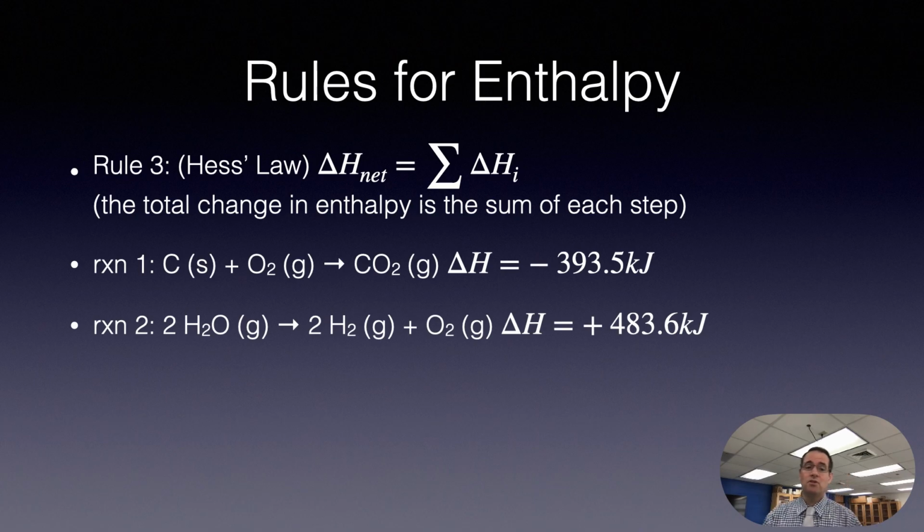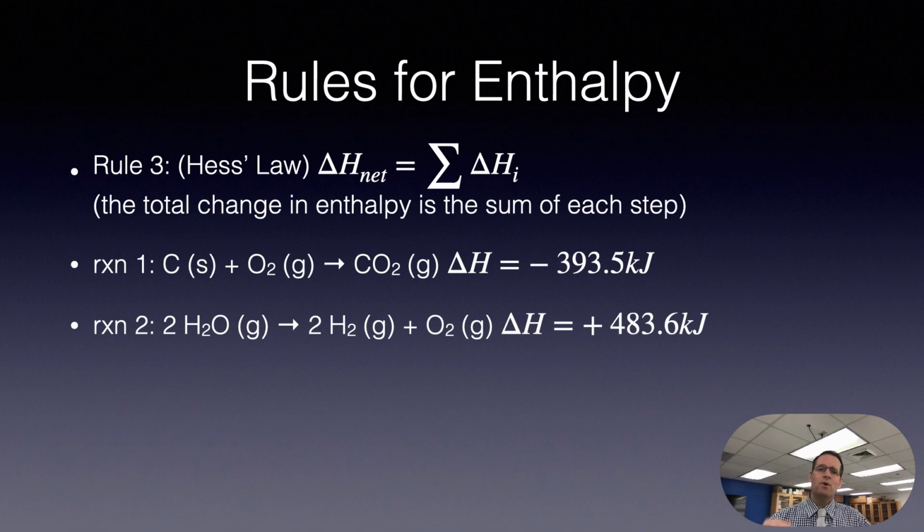For example, let's say we have reaction one here, carbon plus oxygen go into carbon dioxide. That delta H is negative 393.5. And then reaction two, we have 2 water molecules being broken up into the elements hydrogen and oxygen. The delta H there is positive 483.6 kilojoules per mole.